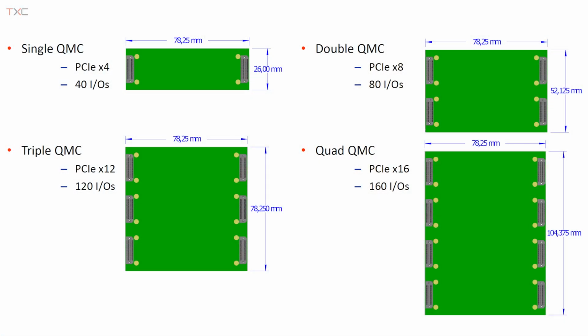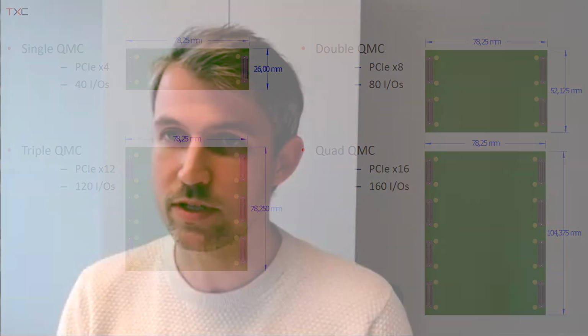Well, the QMC itself, we're talking about usually a single QMC, which has a base size of 26 millimeters times 78.25 millimeters, with the standard component height of 4.7 millimeters, which is well known from PMC or XMC specification. Then we're talking about PCIe Gen 6. It's capable of PCIe Gen 6 up to an X16 link, and can also be seamlessly integrated into managed systems. And the single QMC then comes with 40 IOs.